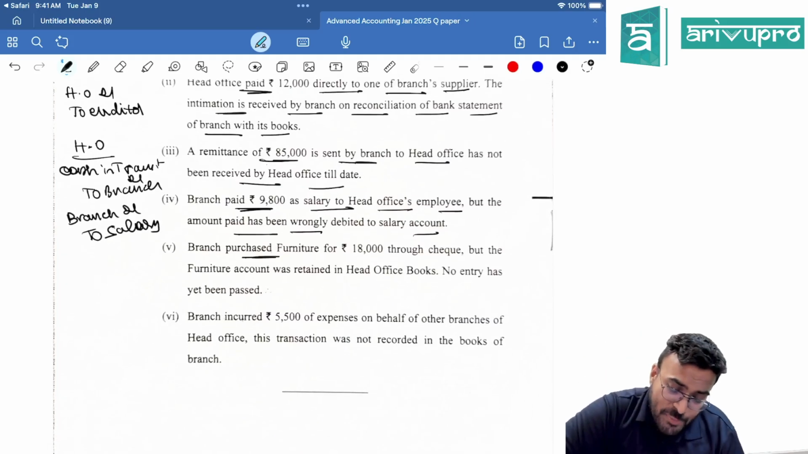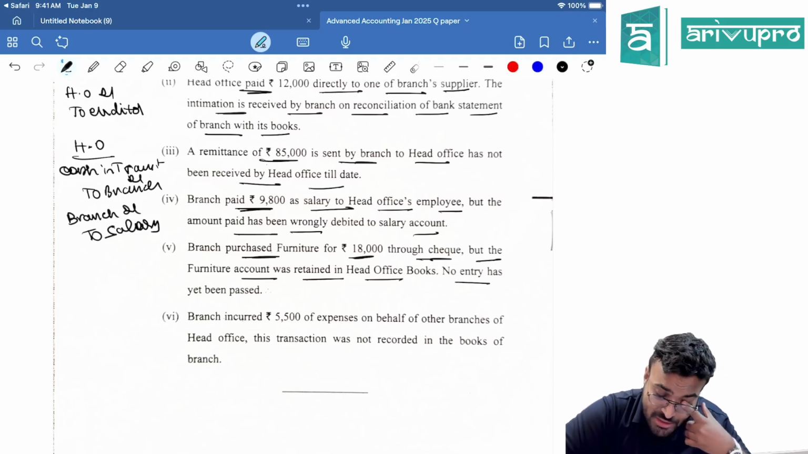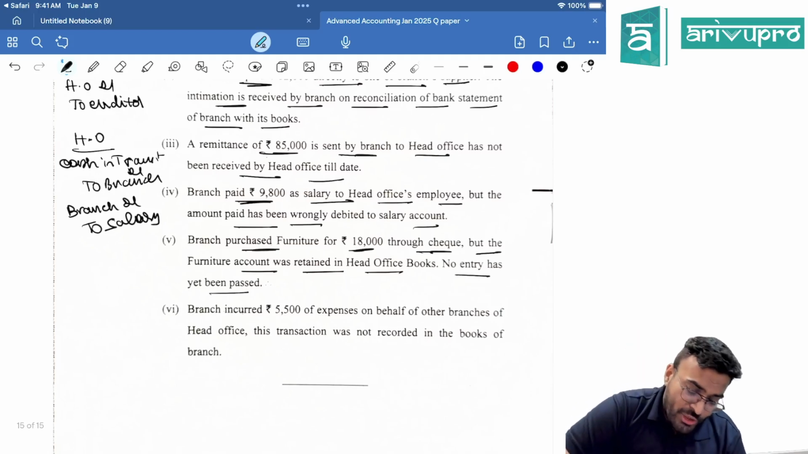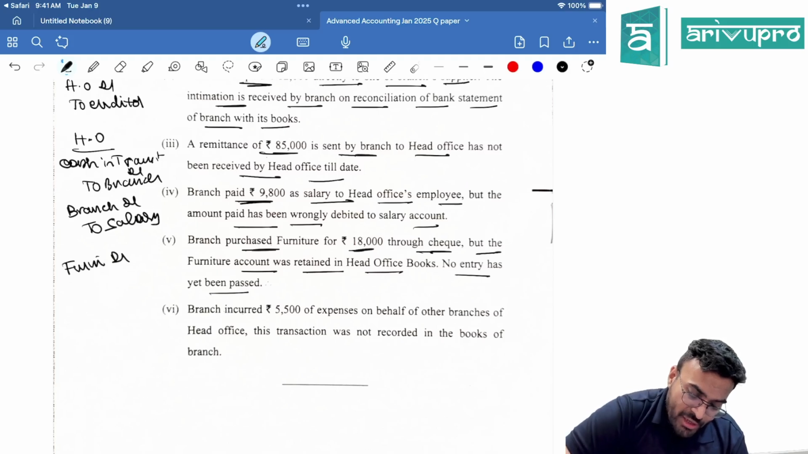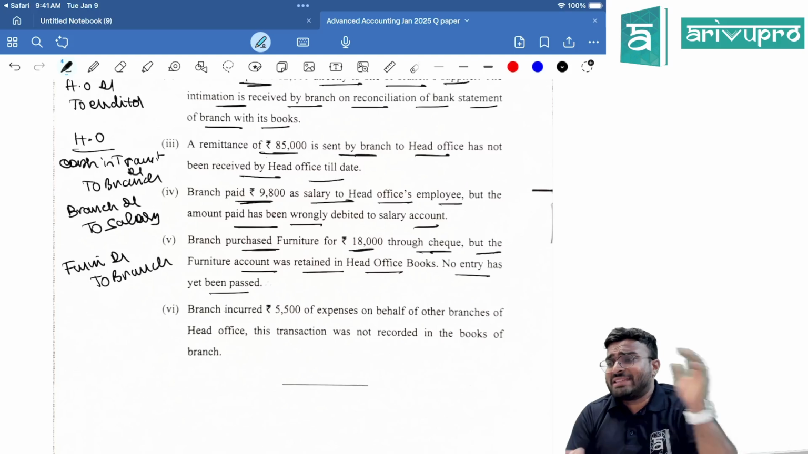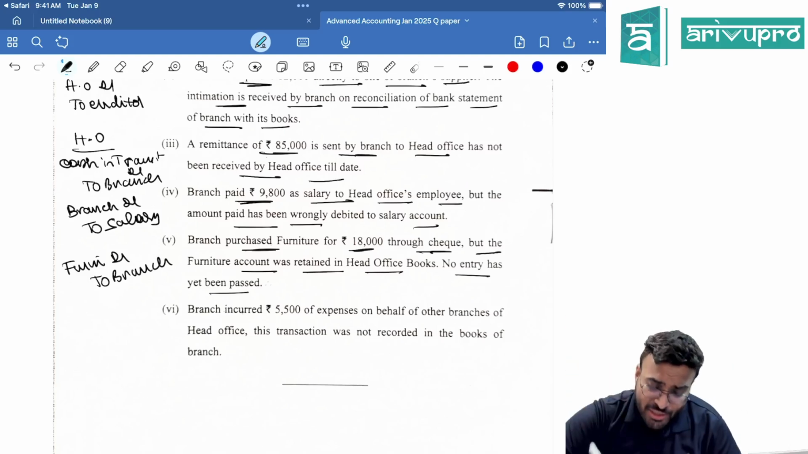Clear? Branch purchased furniture of 18,000 through cheque, but the furniture account was retained in head office books. No entry has been passed yet. Where is the furniture? So now you're going to write that it's going to be retained in head office books. Furniture account debited to branch account because branch has paid. Furniture account will be debited in head office books, but branch has made the payment. So branch will give the credit.